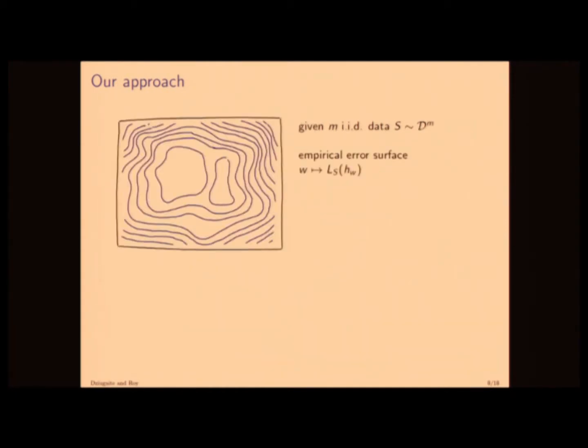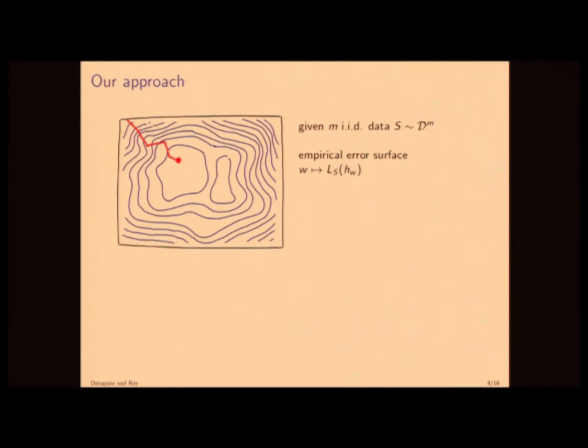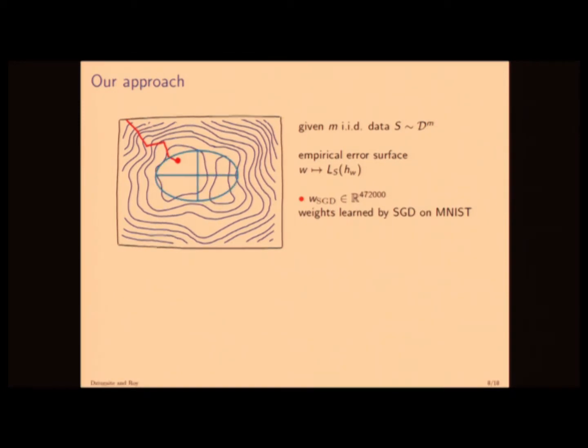So our approach is the following. You give me M data. I'm going to build this empirical risk surface. And then I'm going to run SGD. And SGD is going to find some minima. And then I'm going to inflate this Gaussian.